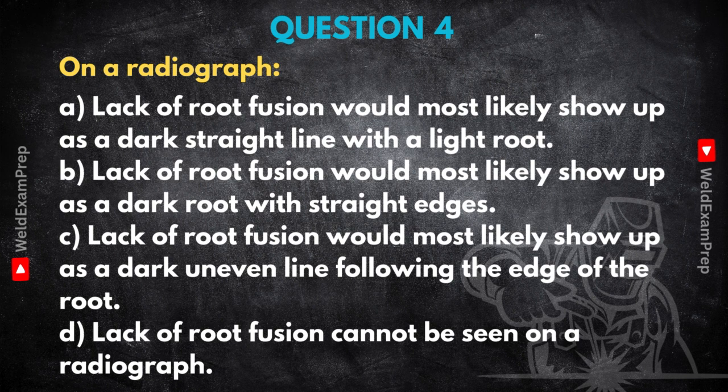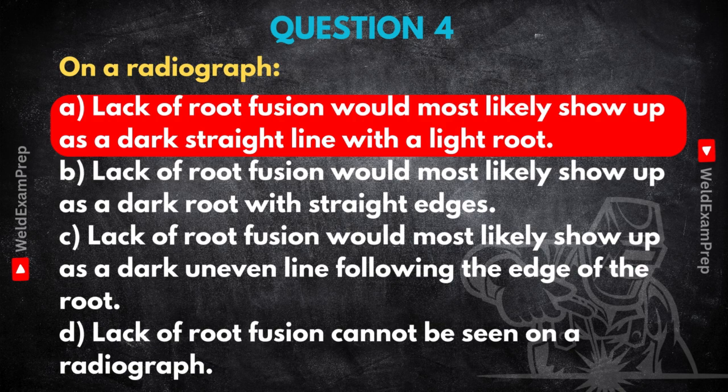On a radiograph, lack of root fusion generally appears as a dark, straight line with a light root. Let's think why. RT uses X-rays or gamma rays. Where the rays pass through easily, less dense areas like gaps or voids, it shows up darker on the film. Denser areas absorb more rays, appearing lighter.